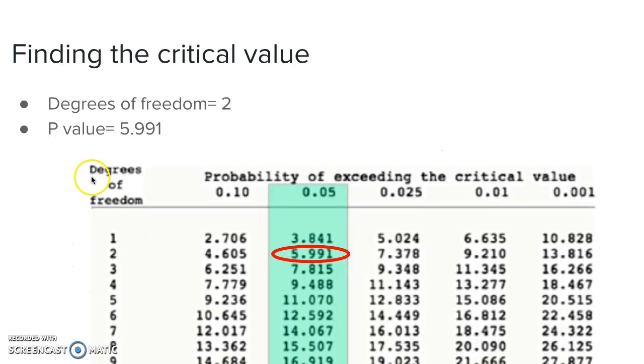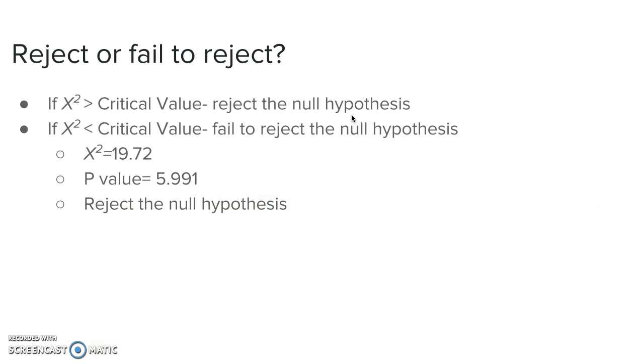So after that, there's going to be a chart you get. And what we use is 0.05. So since the degrees of freedom is 2, we find 2 in this column and then 0.05 in this row. And when it meets up, it's 5.991, and that's our critical value. That's important in deciding whether we're going to reject or fail to reject our null hypothesis.